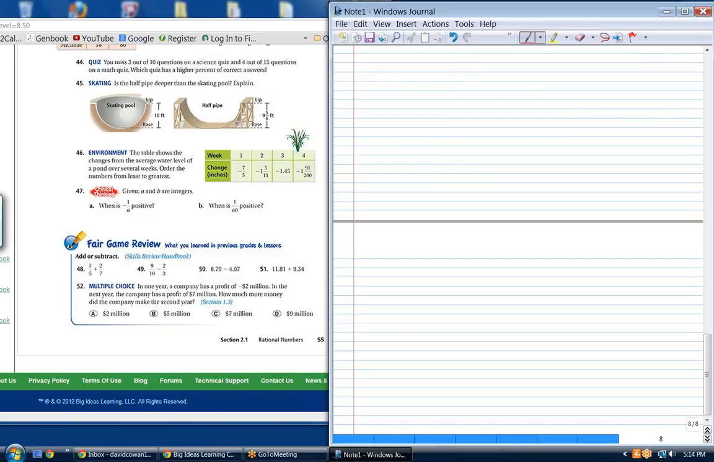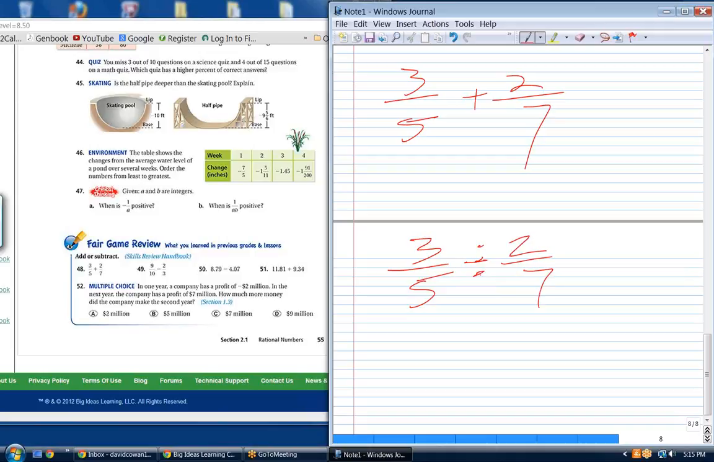Okay, so 48, I think. Yep, 48. Adding and subtracting fractions is far more difficult than multiplying fractions. Notice how easy this would be to multiply. We don't ever have to find a common denominator if we're multiplying or dividing. So that would be an easier problem, and in fact, that would be an easier problem. Real easy to multiply and divide.